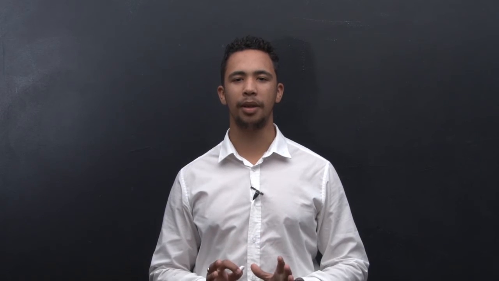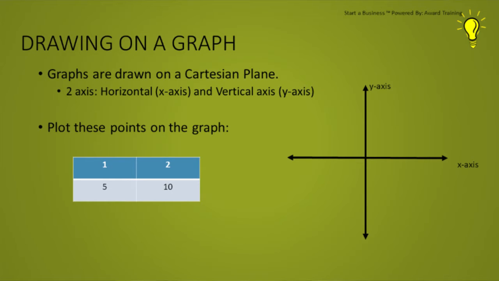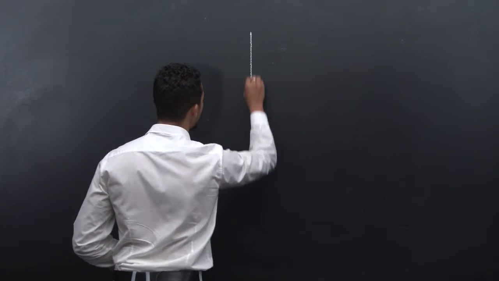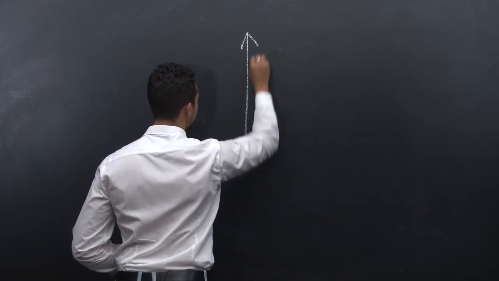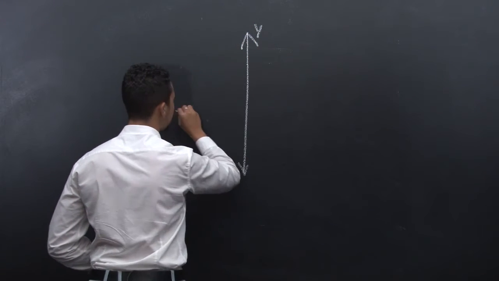So our next topic is drawing a graph. So graphs are drawn on a Cartesian plane. A graph has 2 axes. The horizontal axis, which is the x-axis, and the vertical axis, which is the y-axis. So let's draw a Cartesian plane. We have the y-axis, and we have the x-axis.